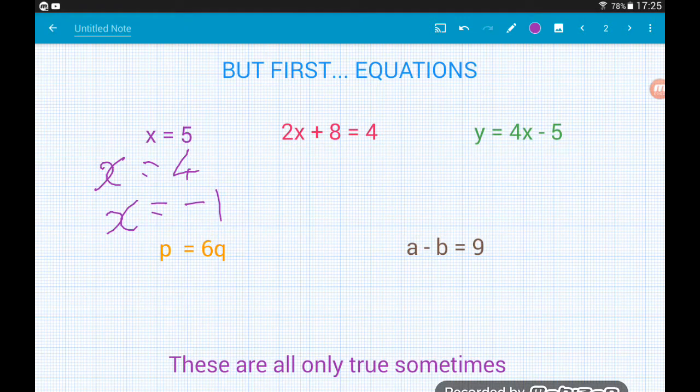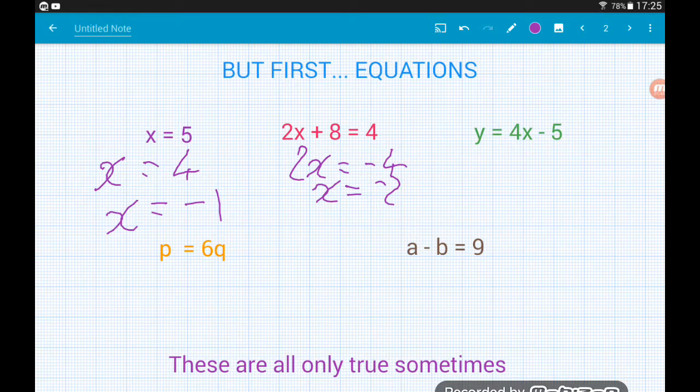Or if we've got 2x plus 8 equals 4, if we solve that, we would have 2x equals minus 4, and then divide by 2. So that's actually telling us that x is equal to minus 2. So that equation, 2x plus 8 equals 4, is only true when x is equal to minus 2. If we substitute in x equals 3, we get 2 times 3, which is 6, add the 8, which is 14, which is not equal to 4. So that equation only works when x is equal to minus 2.